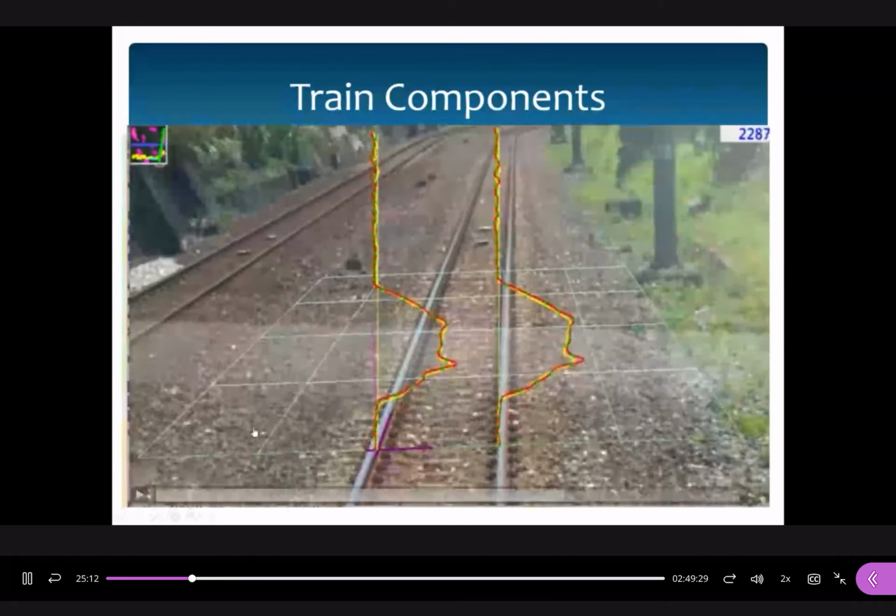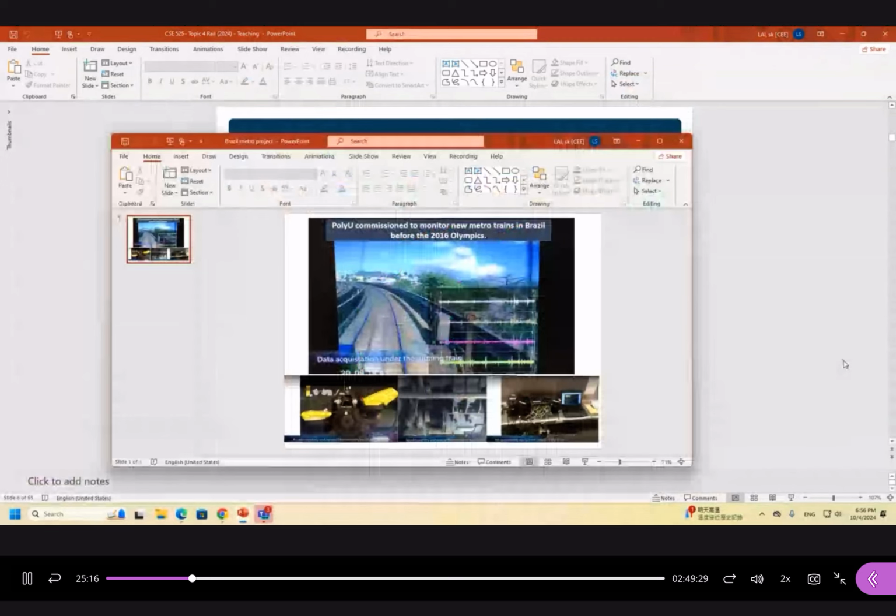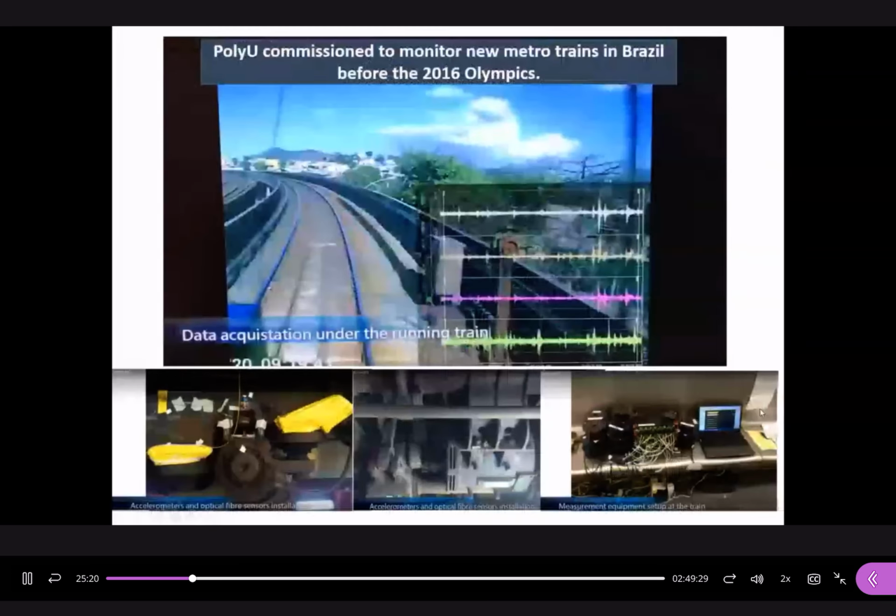This is the first one. This one is another one. This one is from our department. They did monitoring studies on a metro train in Brazil before the 2016 Olympics. We installed many sensors on the bogie because we want to monitor the variations and the status of the bogies to see whether there are any problems. So we install the sensors here, and then we can conduct real-time monitoring to see the signal variations here.